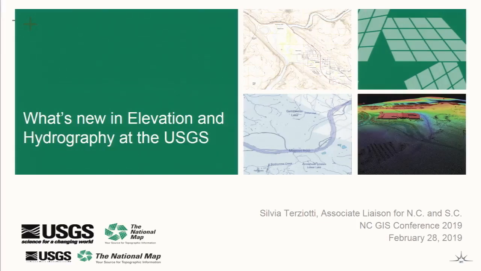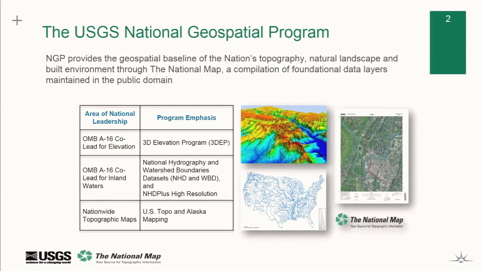Okay. So this is going to skip around a little bit because I'm just trying to get the highlights of some of the program areas that we're dealing with. So the USGS National Geospatial Program, which is where I work about half of my time, is responsible for three major areas: elevation, hydro, and the US Topo product. And so we'll be touching on those.